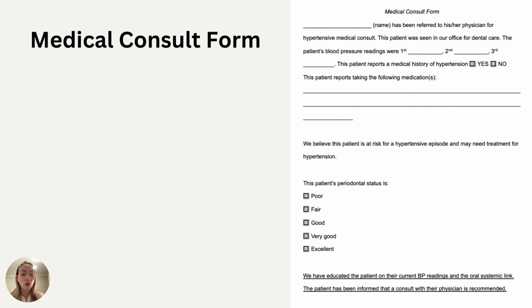So then at the end of this form, it says we have educated the patient on their current blood pressure readings and the oral systemic link. The patient has been informed that a consult with their physician is recommended. That's just kind of an ending statement there.